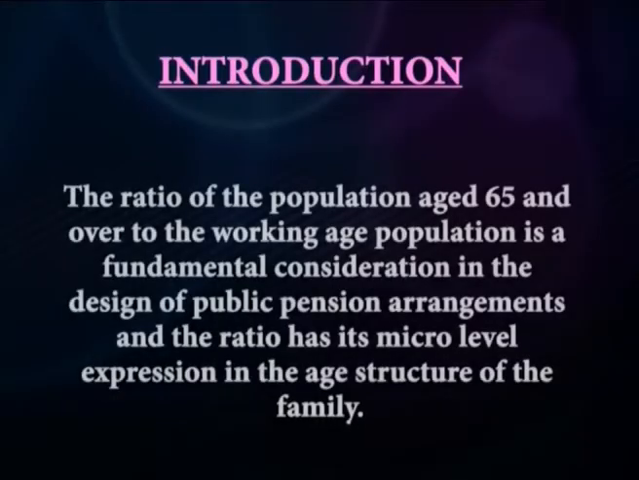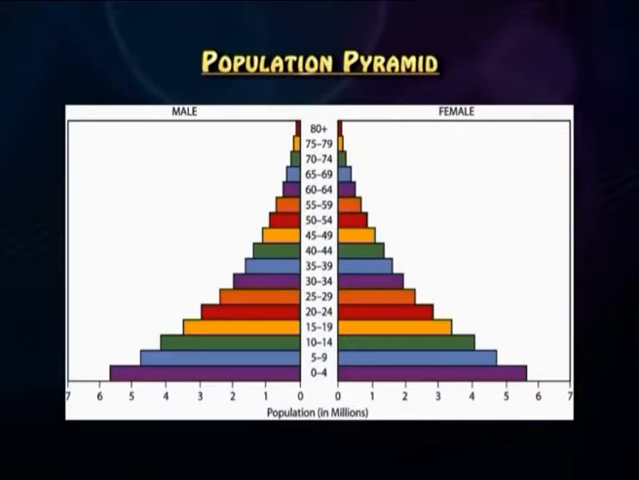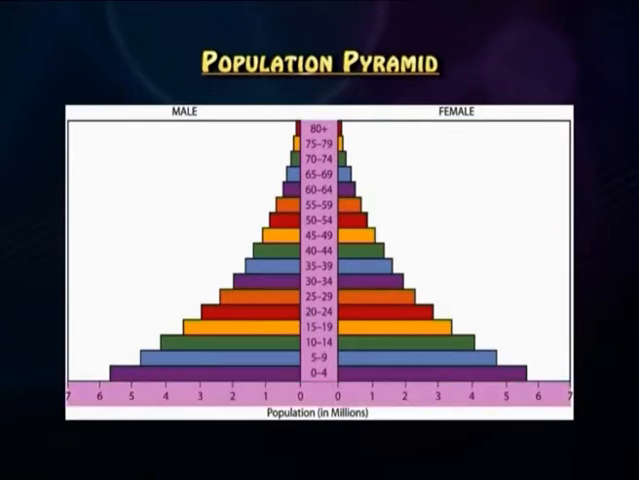chronic and degenerative disease. The ratio of the population aged 65 and over to the working age population is a fundamental consideration in the design of public pension arrangements, and the ratio has its micro-level expression in the age structure of the family. Diagram 1 shows a population pyramid. The population is shown on the x-axis and the cohorts are shown on the y-axis.